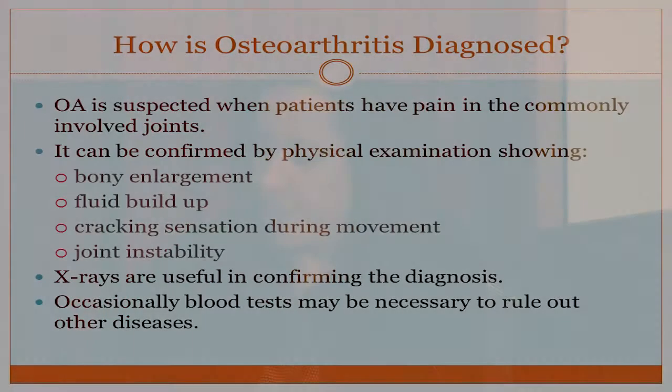Other structural issues in the joints, such as an unequal leg length, if one leg's a little bit longer than the other, that can increase the risk of osteoarthritis. People who have bow legs or knocked knees, again, that causes increased stress on the joints and can accelerate osteoarthritis progression.